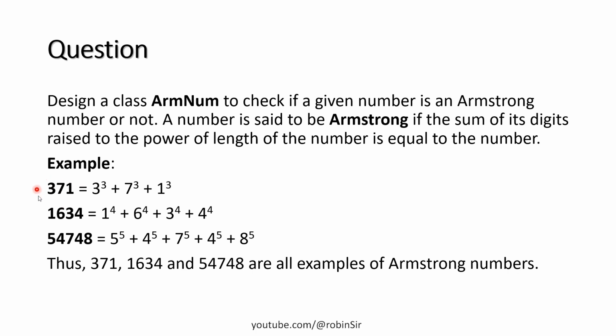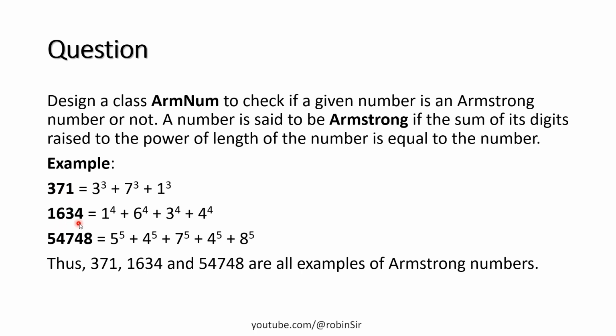So consider the number 371. 371 has 3 digits. That's why the length of this number will be 3. Now we are extracting each digit from 371 and raising it to the power of its length. That means, because its length is 3, 3 to the power 3 plus 7 to the power 3 plus 1 to the power 3. So the power depends on the length of the number. Now this sum is equal to the original number 371.